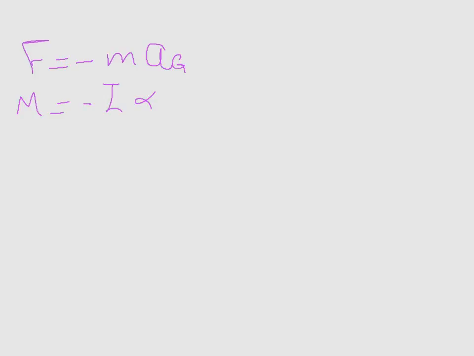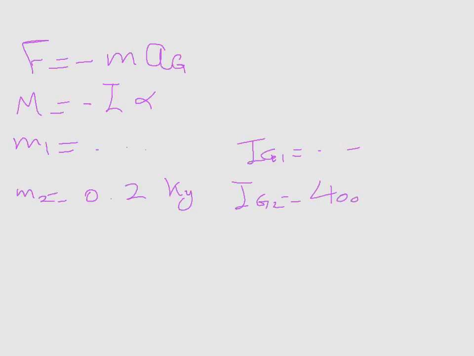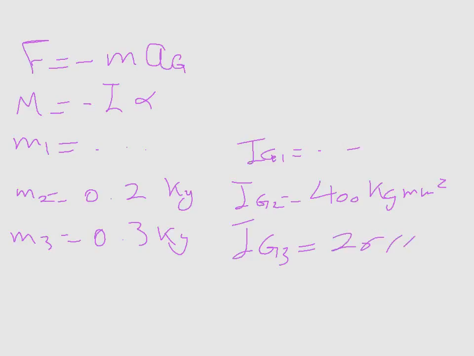In this example, the mass of link 1 and its moment of inertia are given, but I will not write them because we will not use them, to save time. The mass of link 2 is given as 0.2 kilogram, and the moment of inertia for link 2 is 400 kilogram millimeter squared. The mass of link 3 is 0.3, and the moment of inertia for link 3 is 20, in the same unit.